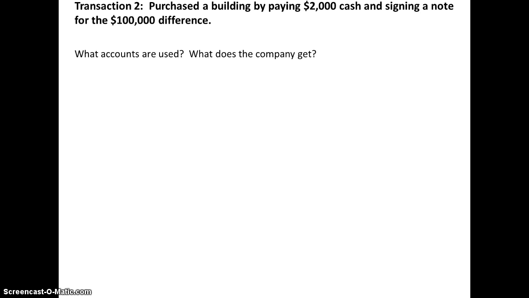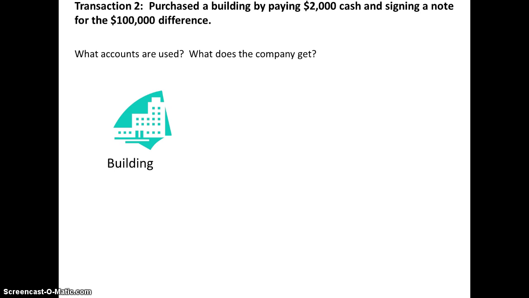Next transaction. We purchased a building by paying $2,000 cash and signing a note for the $100,000 difference. What happened in this transaction? What did the company get? The company got a building. What type of account would a building be? It's going to be an asset.